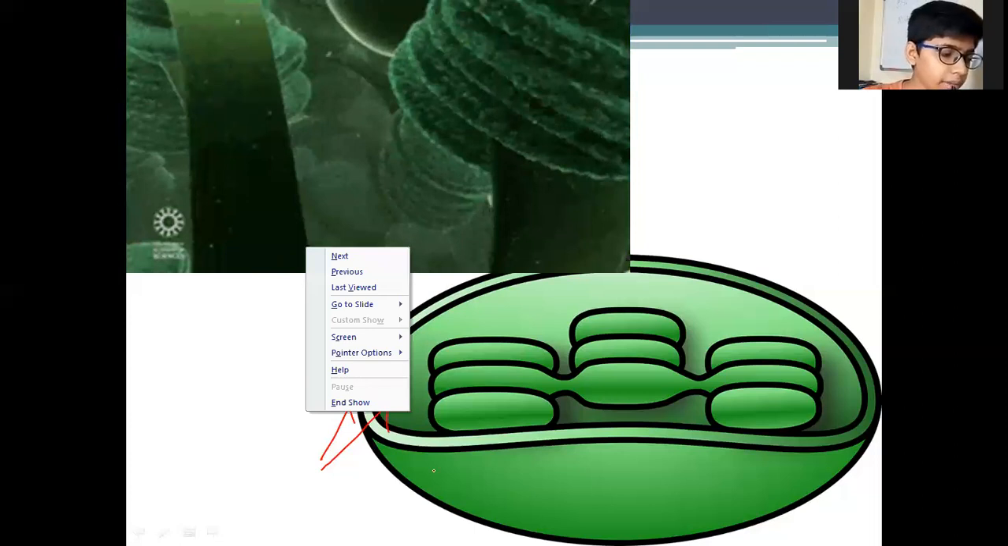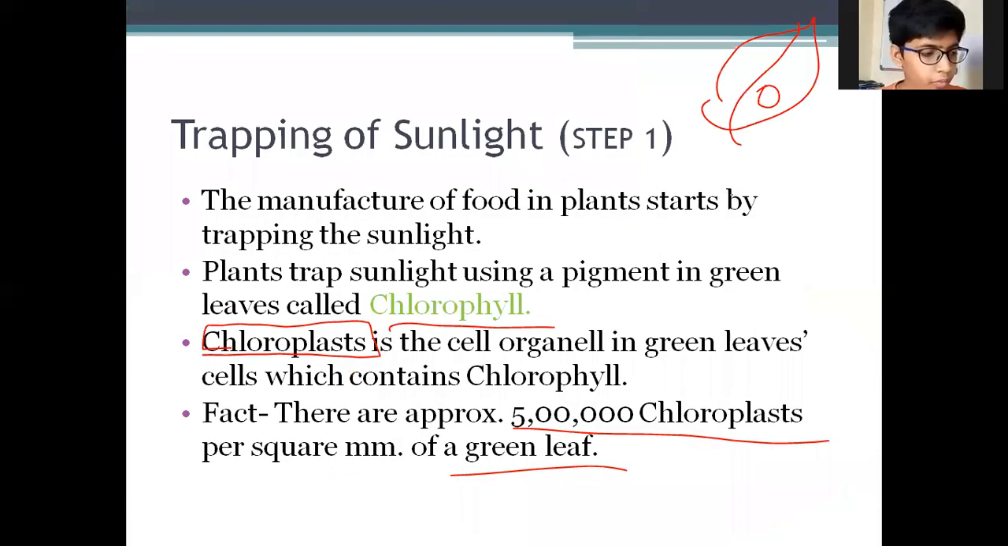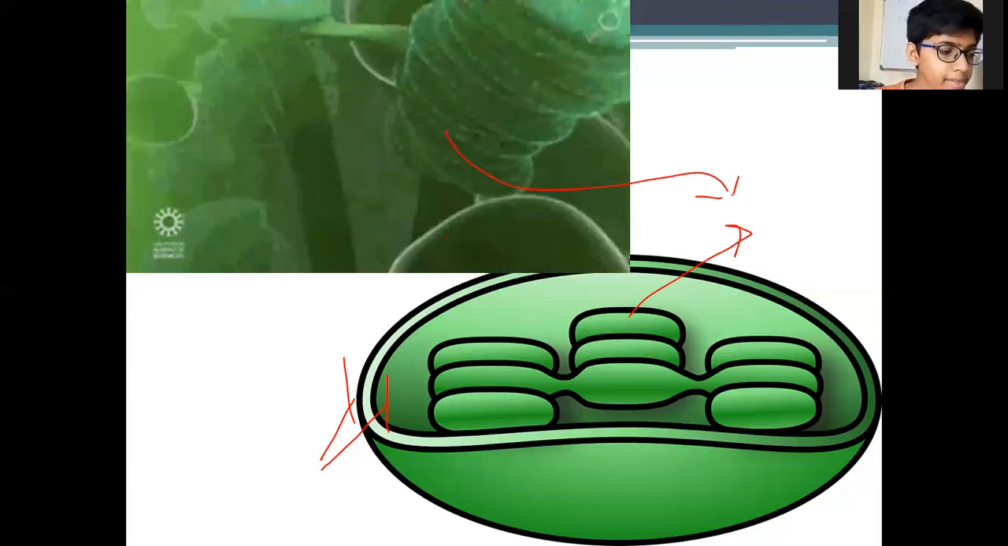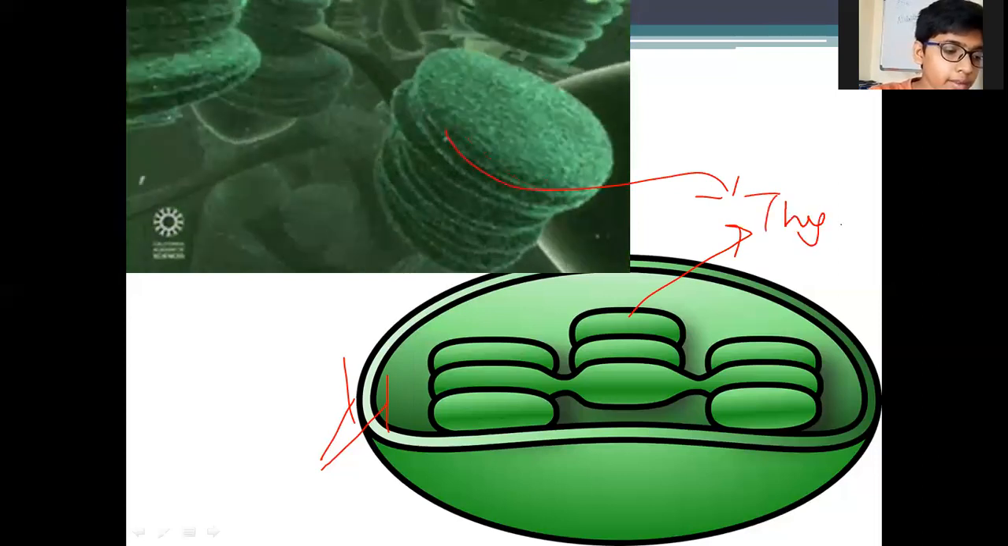Now, in the chloroplast there are majorly these structures called thylakoid membranes. As you can see, these are thylakoid membranes. So I will write the spelling.